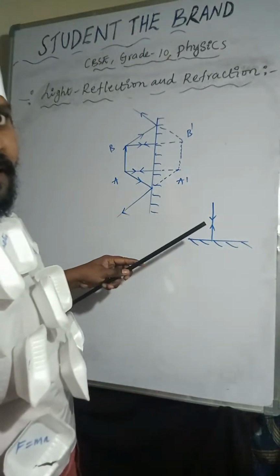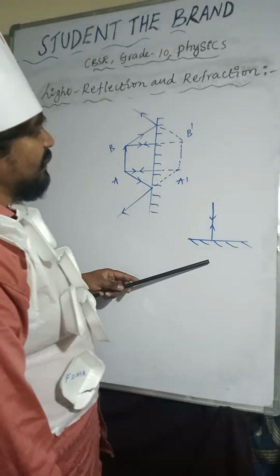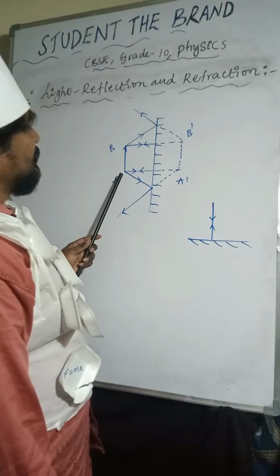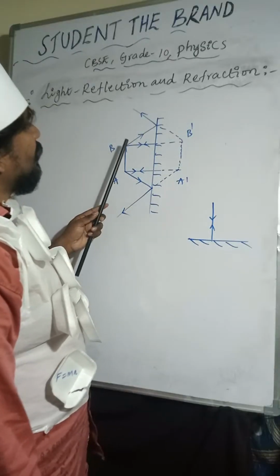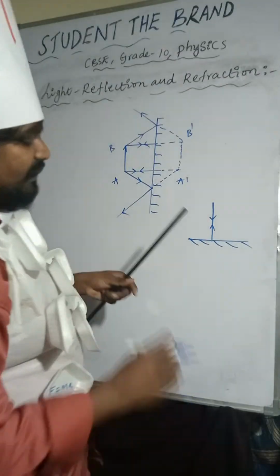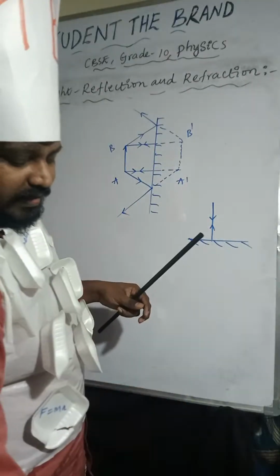So here, if the light ray is passing along the normal, it reflects back into the same path. Here also, same thing. This is the object and image. Now, what are the characteristics of the image formed by the plane mirror? We will discuss those points.